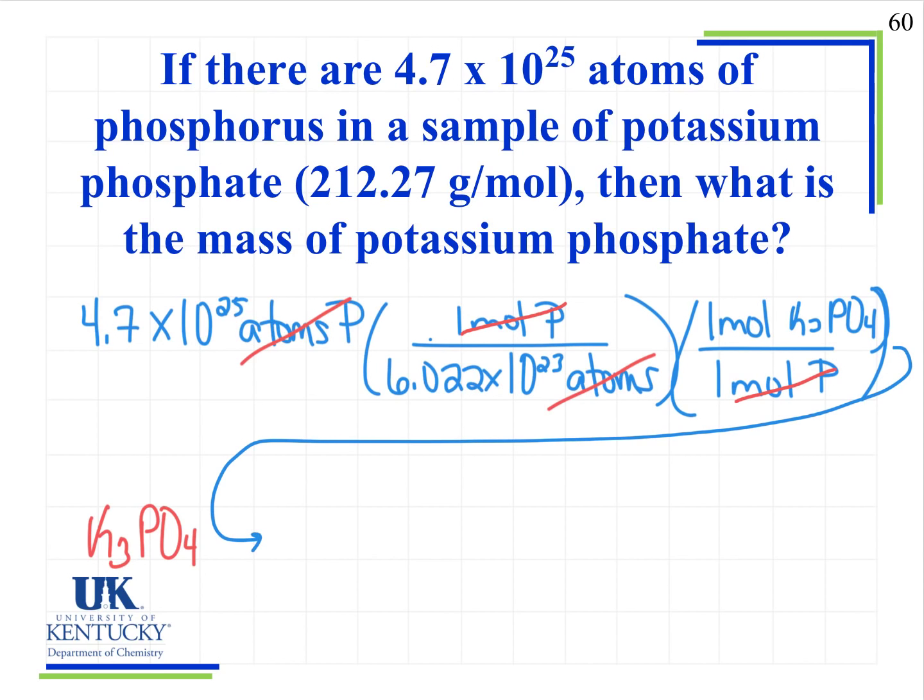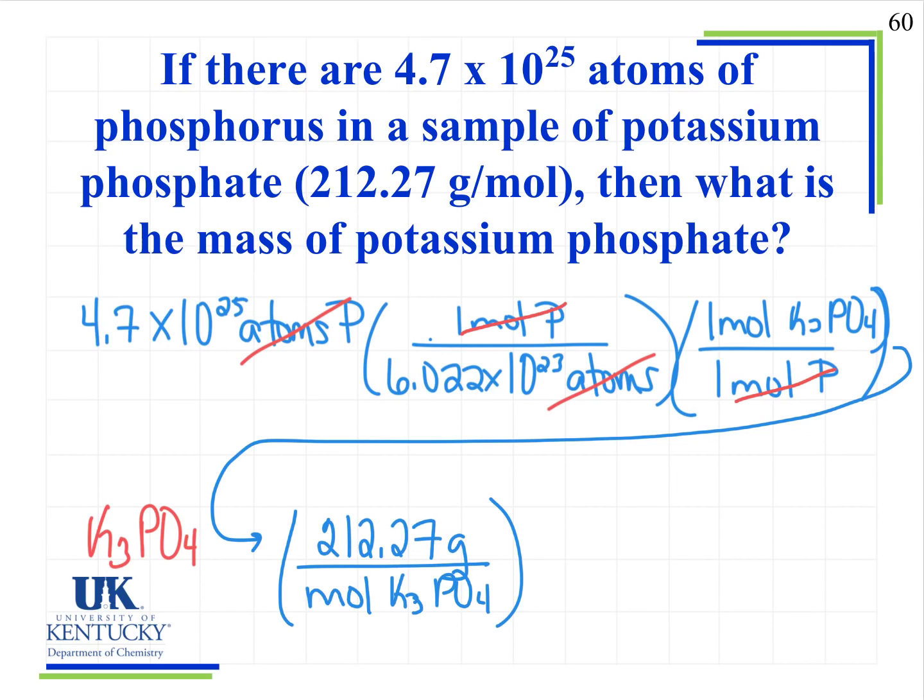I'm out of room there, so we're going to bring it around to the next line. Now I have moles of potassium phosphate for my units, and now I can use the molar mass that was given, and I have 212.27 grams per mole of K3PO4. So I can look at my units now. Moles of potassium phosphate are going to cancel out. What I'm left with for my units are grams of K3PO4, which is exactly what's being asked for in the problem. Okay, that's what we're asking for, so that works out well.